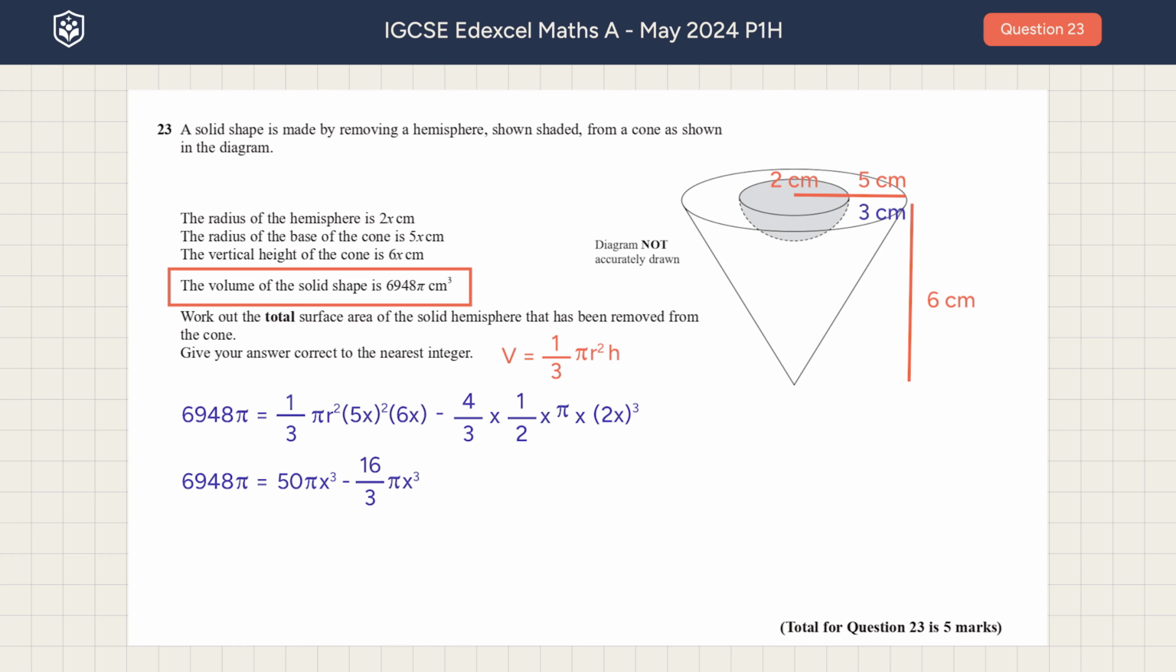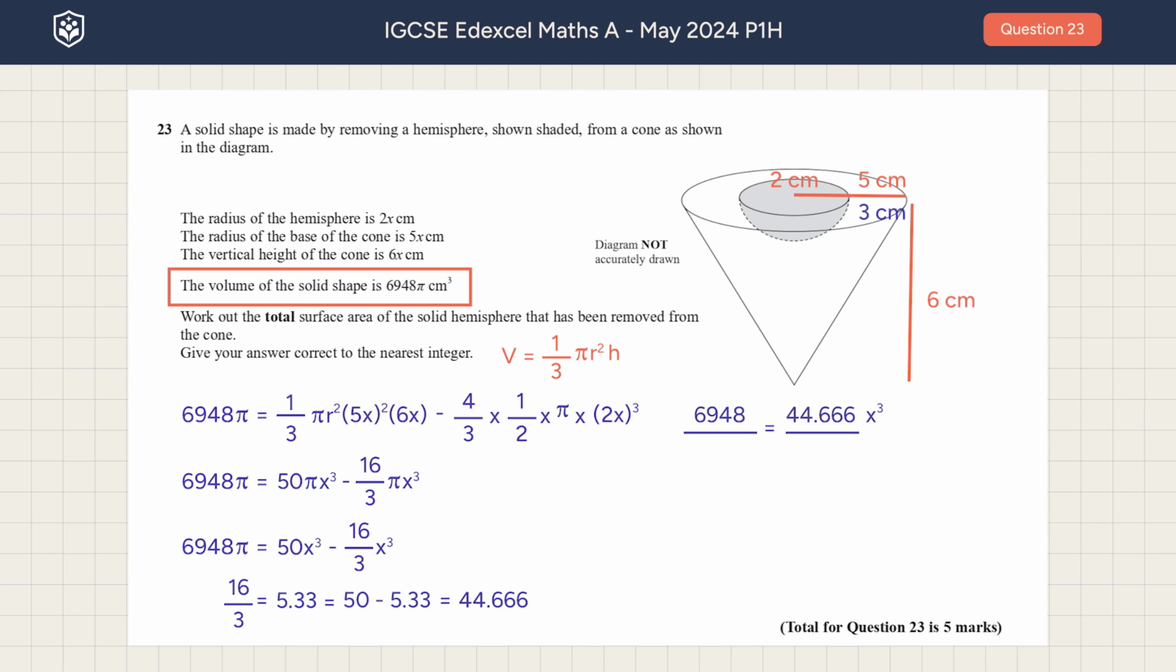Now we can write that as 6,948 equals 50x cubed minus 16 over 3 x cubed. 16 over 3 can be converted into a decimal, which is 5.3 recurring. 50 minus 5.3 recurring equals 44.666. So now it can be written as 6,948 equals 44.666 x cubed. Now we can isolate the x by dividing both sides by 44.666, which leaves us with 155.55 equals x cubed. Then finally we cube root it to find x equals 5.378.